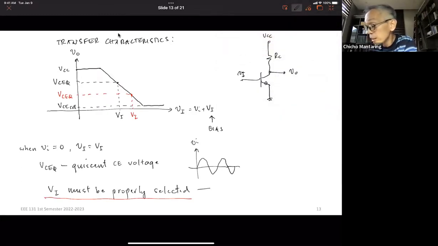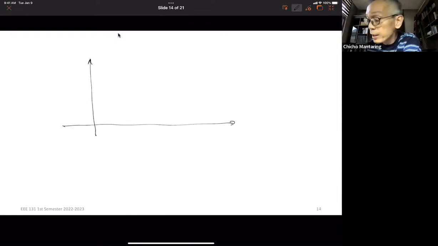No? So this is selected. This is part of transistor biasing. You have to properly select the value of capital V, capital I. In relationship to the characteristic curves of your transistor, the characteristic curves, this is IC versus VCE.